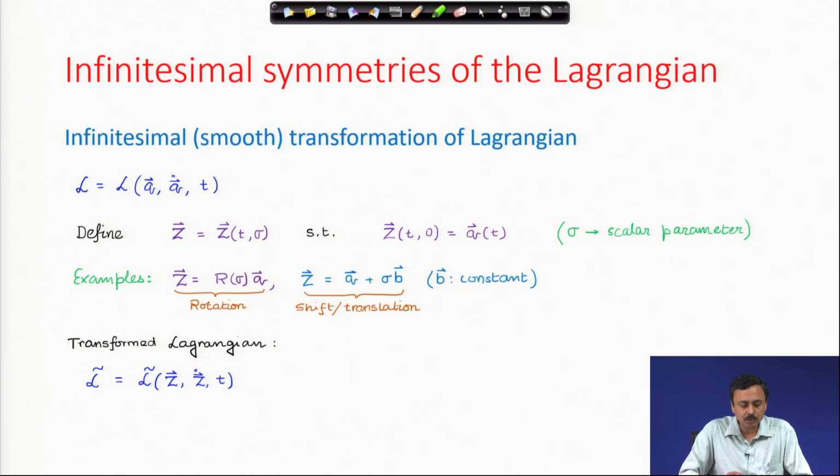Now, if I use this z in place of q, and remember z is a function of that sigma, if I put sigma equal to 0, I will get back my original Lagrangian, but if I do not put sigma equal to 0, I may get a new Lagrangian, and that I indicate by L tilde. Of course, L tilde with sigma equal to 0 must be equal to our original Lagrangian.